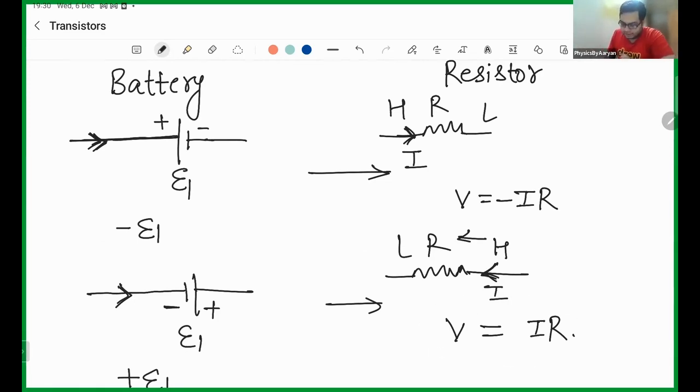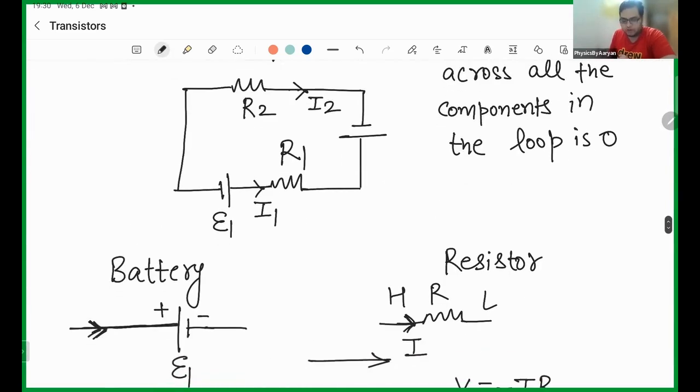Okay. Now, let's do it in this question. So now let's start moving from any point. Let's start moving from point A. If I start moving from point A, I am moving in this direction. The first thing I saw is the negative side. So what will I write? Plus E1. Now I am moving in the direction of current here. So the first component is gone. I have taken the consideration of the battery. Now let's go to the second component. What is the potential across this? IR. But now I am moving in the direction of current. It means I have to apply minus I1 R1.